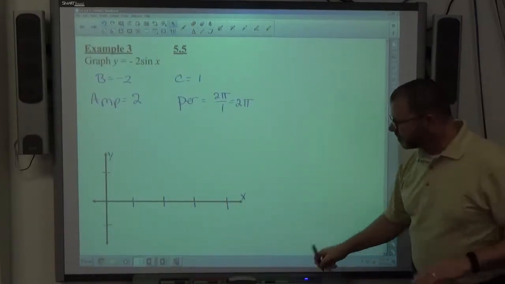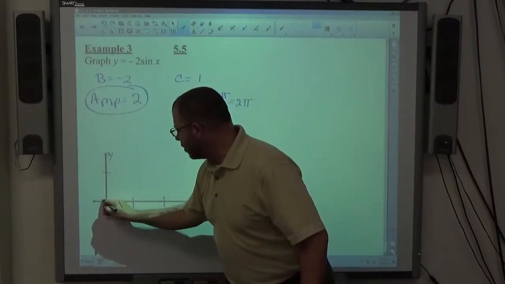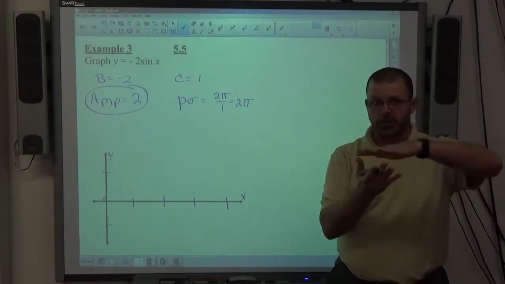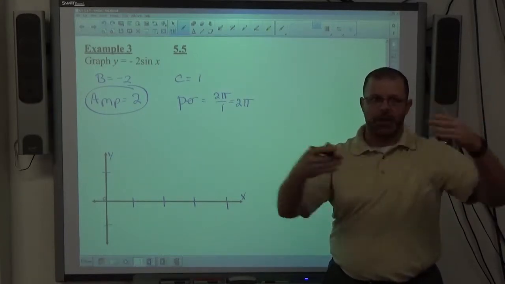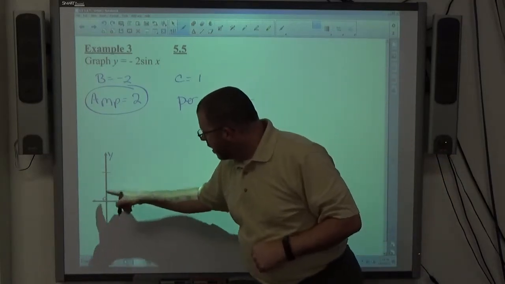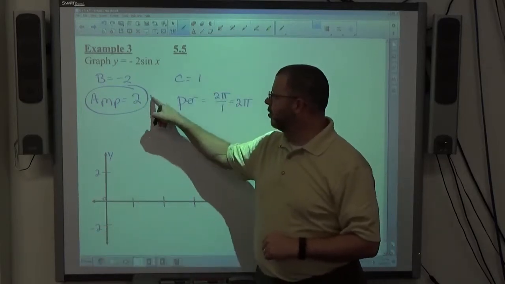All right. So my amplitude tells me how far to go up and down. So this is 0, 0 right now because we're not moving up or down or left or right. We're just stretching or shrinking. So 0, 0 is going to be a point in every one of our graphs. So I'm going up 2 spaces and down 2 spaces because the amplitude is 2.